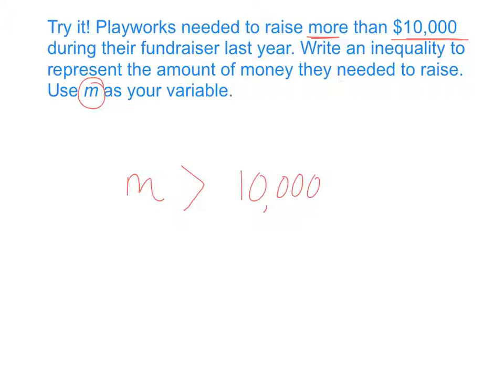Oops, that was kind of confusing. Okay? You don't have M is greater than or equal to 10,000. It's just M is greater than 10,000. If they would have raised $10,000, that's too small. $10,000 and 1 penny, that's enough. Okay? $12,000, totally fine. $9,000? Nope. They had to raise more than $10,000 during their fundraiser. Not a true story. I just made that one up.